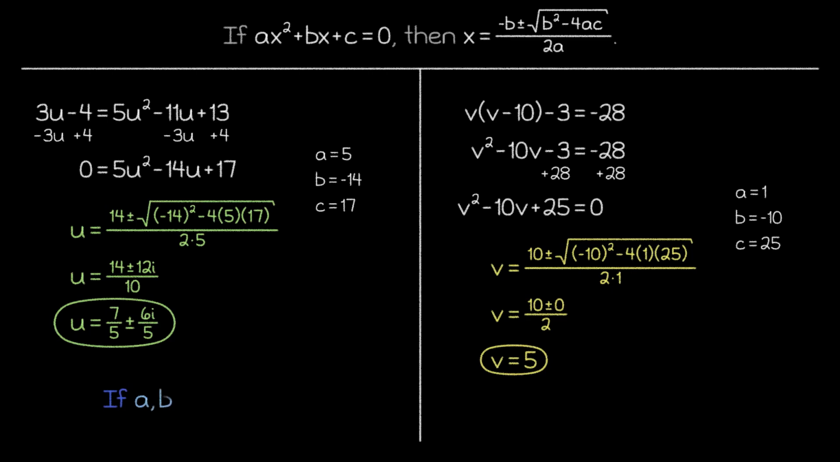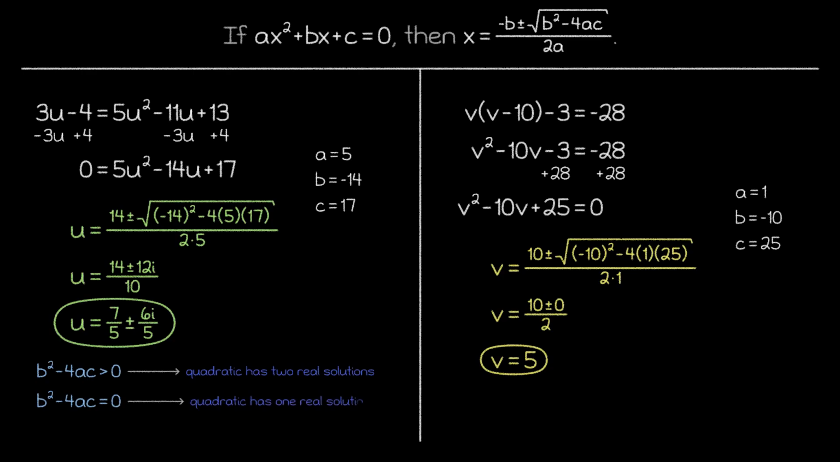Assuming that we're working with a quadratic with real coefficients, then there are three main cases we care about. If the discriminant is positive, then we'll get two real solutions to our equation. If the discriminant is 0, then we'll just have one real solution to our equation. And finally, if the discriminant is negative, then we won't have any real solutions to our equation, although we will still have two complex solutions.